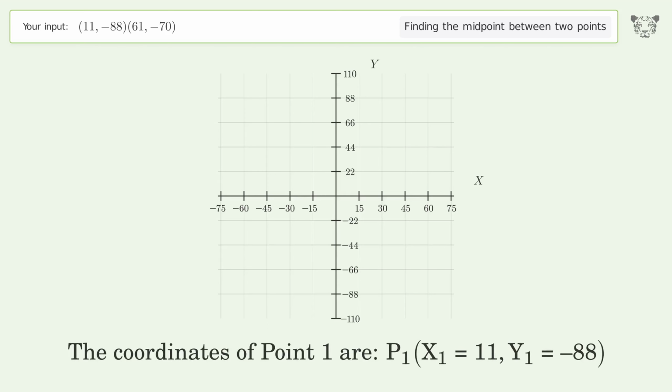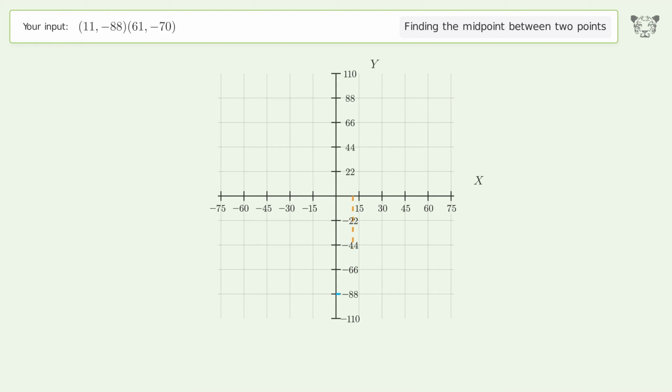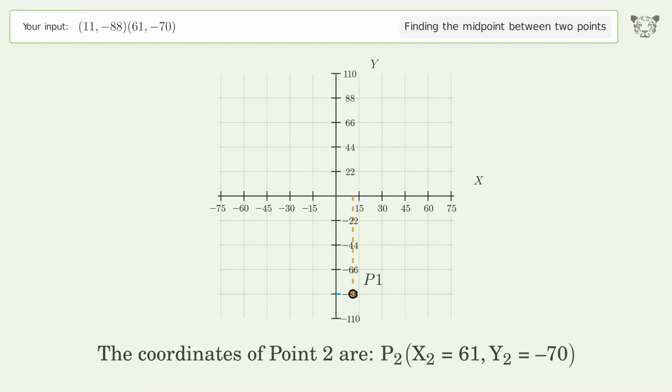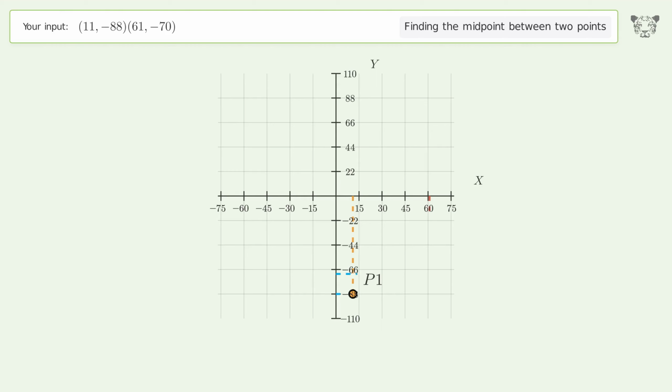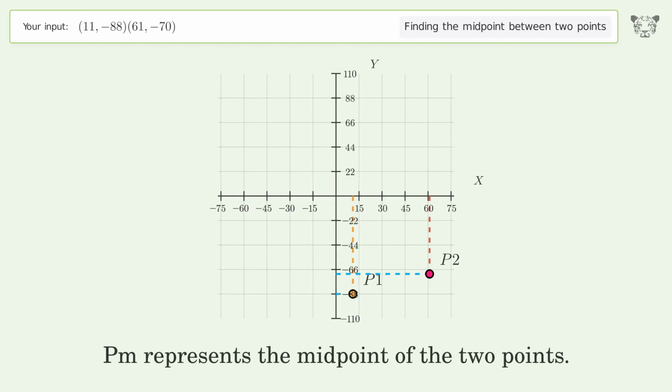The coordinates of point 1 are, x1 equals 11, y1 equals -88. The coordinates of point 2 are, x2 equals 61, y2 equals -70. PM represents the midpoint of the 2 points.